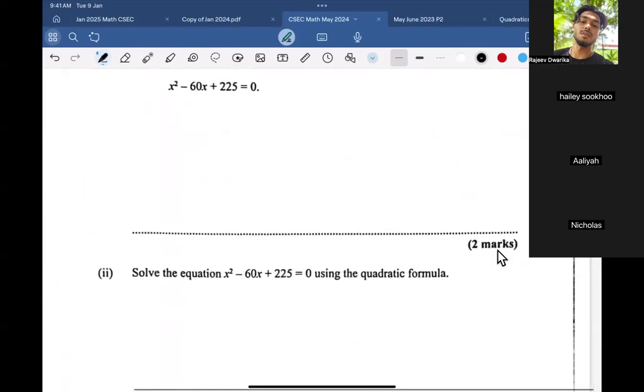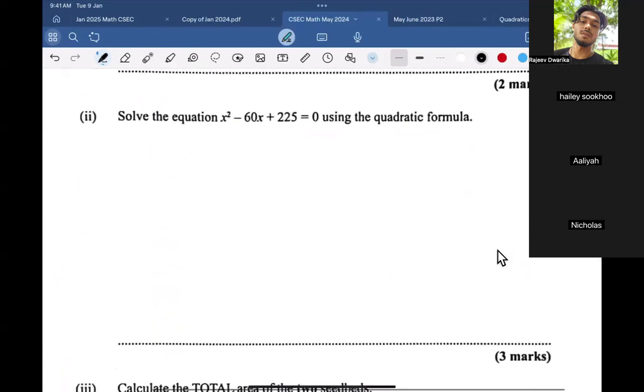So now they want me to solve the equation using the quadratic formula. This is really easy. Remember, where's the quadratic formula? It's literally in the formula sheet. x is equal to minus b plus or minus the square root of b squared minus 4ac, over 2a.